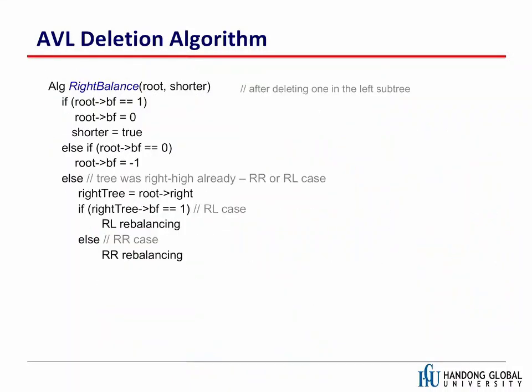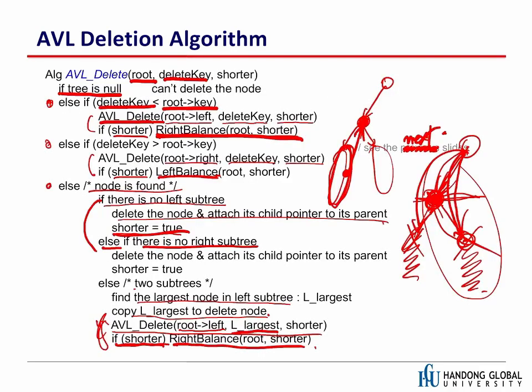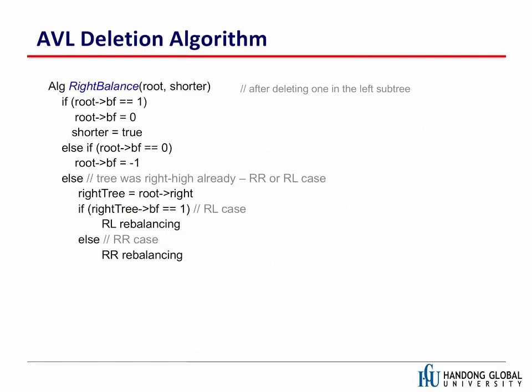Now we have the right balance function. After deleting something on the left subtree, if it is shorter, then we call right balance. So we deleted something on the left subtree, and we have a couple of different cases. First, if the root BF is 1, what does that mean? So we have the root node. Root means, in a big tree, the root node of this subtree that we are interested in.